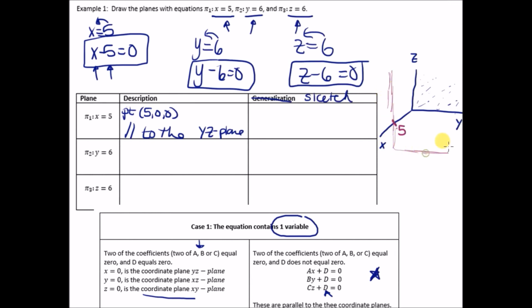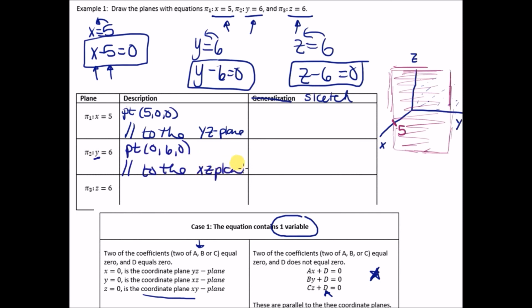And remember, our planes extend in all directions forever and ever. So this is going to be our plane, and it's going to extend left and right and then up and down forever. If we talk about y equals 6, we know that it goes through the point on the y-axis, the y-intercept. This goes through the point (0, 6, 0). Since it contains y, it's parallel to the xz plane.